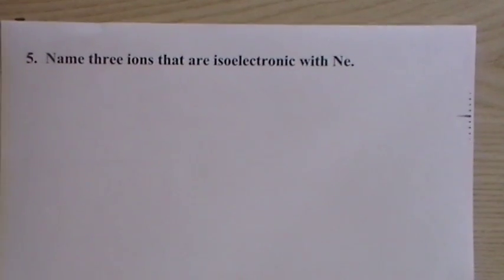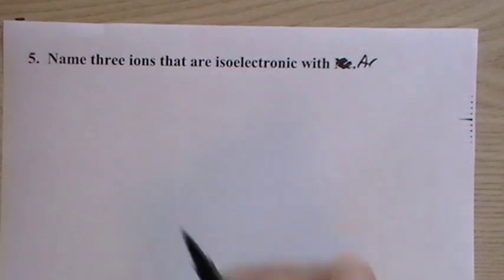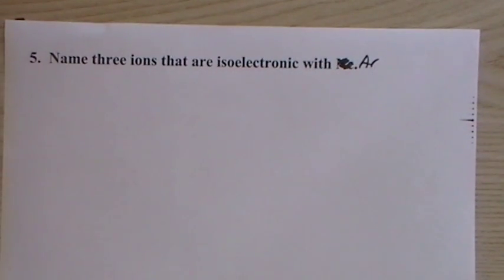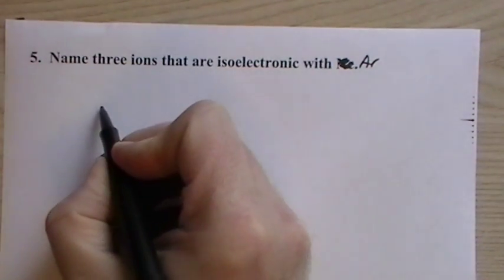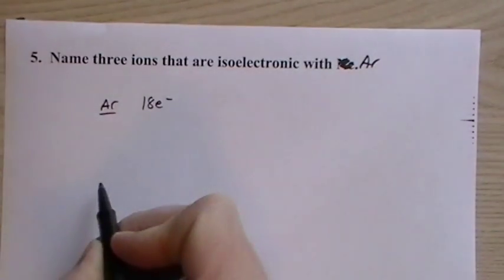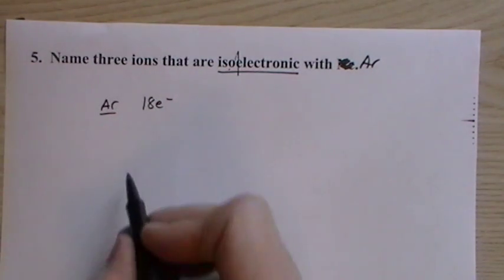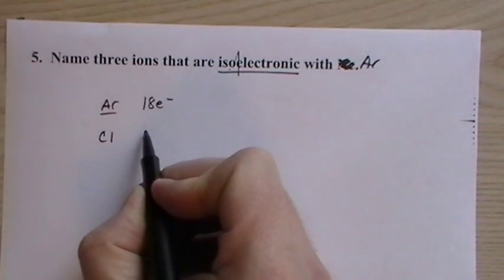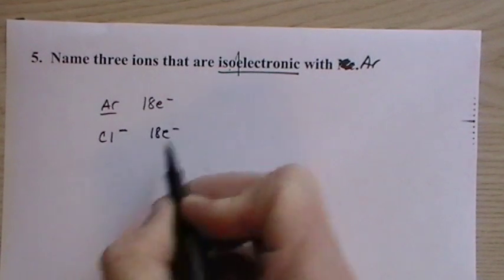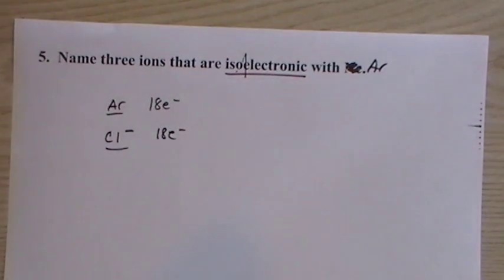Okay, now name 3 ions that are isoelectronic with neon. We'll do argon, because I already talked about this in the first problem. I won't write out all the electron configuration, but argon has 18 electrons. That's what isoelectronic means. Iso means the same, so the same number of electrons. Looking at chloride, chlorine has 17 electrons, but chloride would have 18. Since it's right next to argon, adding 1 electron gives it 18 electrons. They both have the same electron configuration.